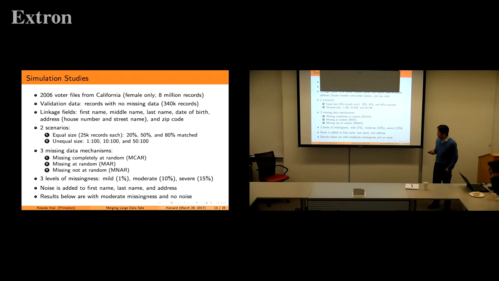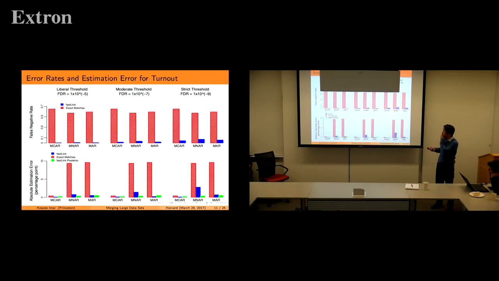And what I'm going to show you is that as long as the missingness is not really severe, these methods seem to work extremely well. Here is just one example of that. On the top, you see the false negative rate. On the bottom, we're looking at the turnout rates, and what the turnout rate is of the observations that are actually found in the two simulated data sets. And there are different thresholds based on the false discovery rate.